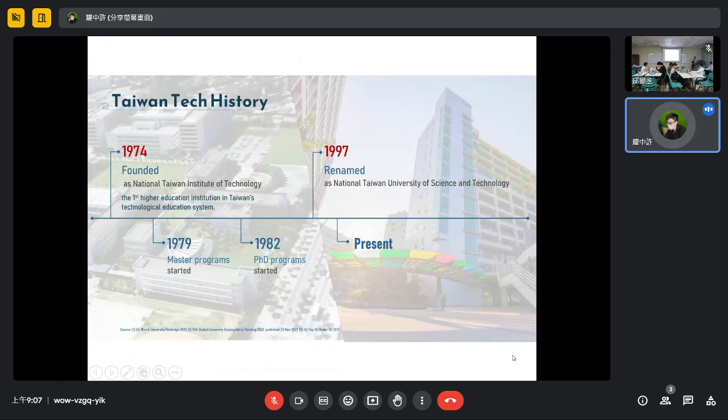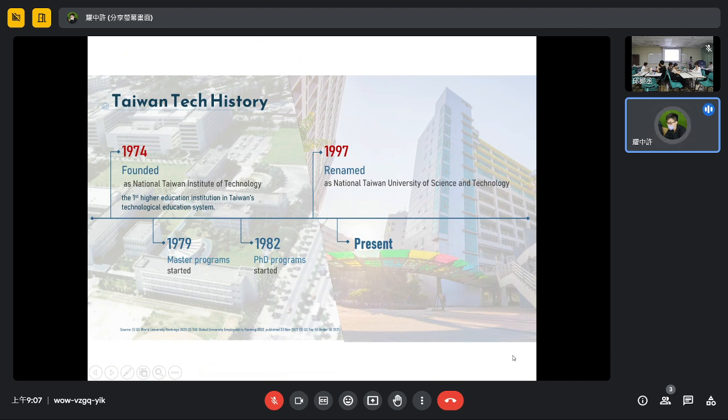So before we start, let me briefly introduce Taiwan Tech. It was founded in 1974 and it's actually a relatively new university. In 1982, we started the PhD program. In 1997, we renamed, because originally it was just the National Taiwan Institute of Technology.